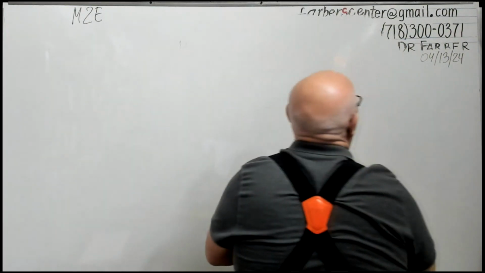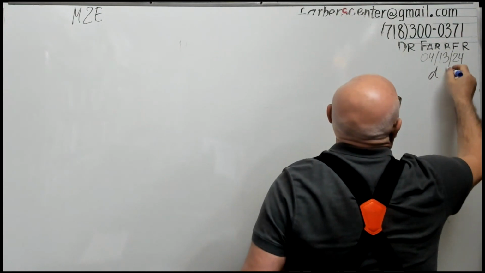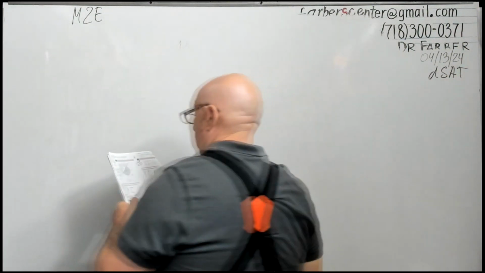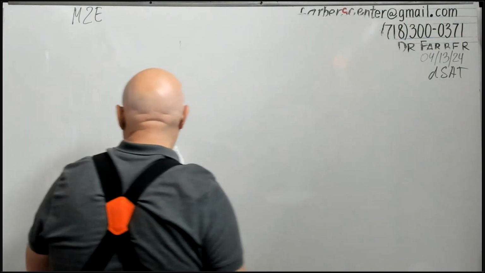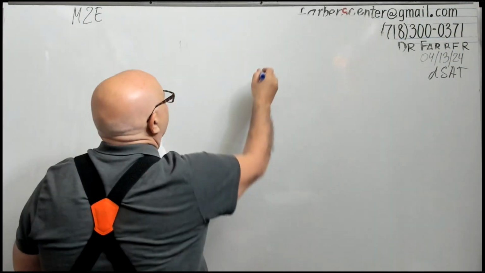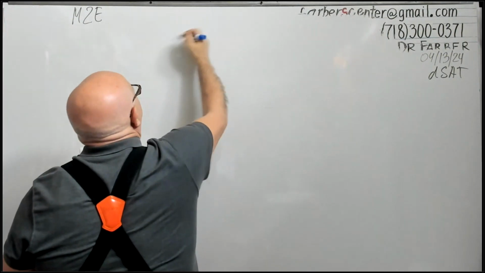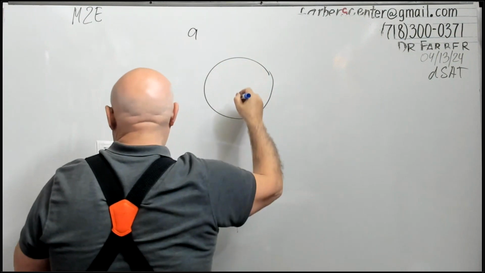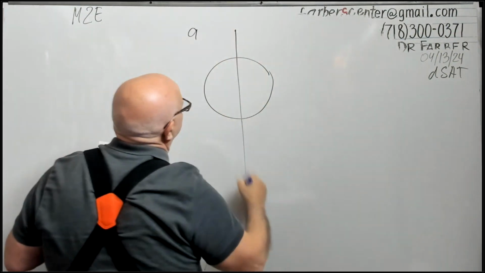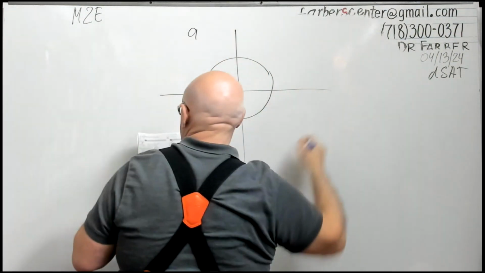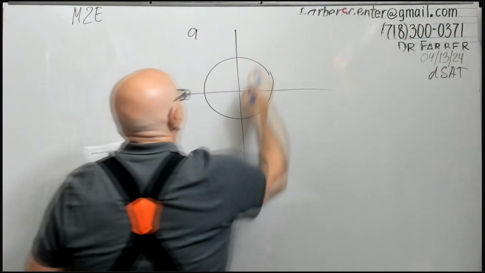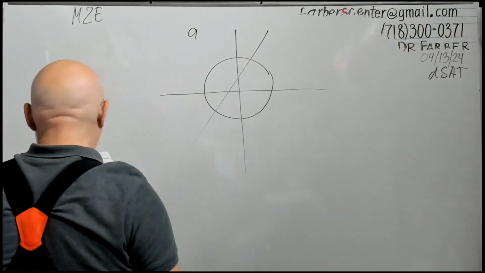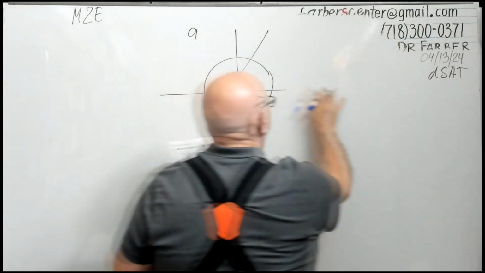By the way, this is digital SAT. So let's make a picture. This is 9. Kind of like this, Cartesian coordinates. And we have inequalities.